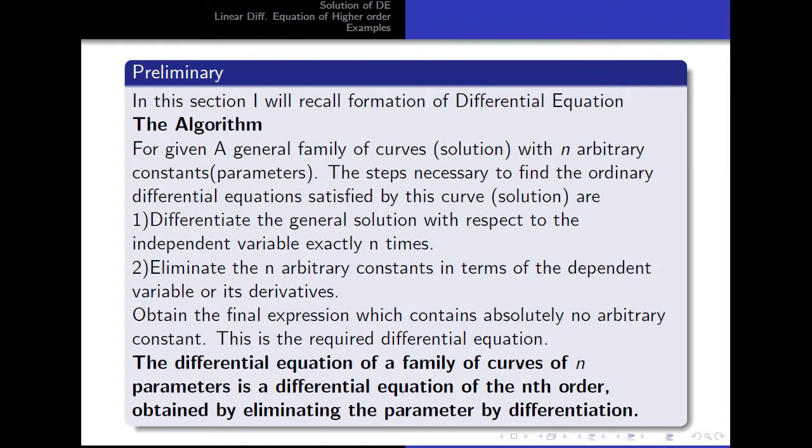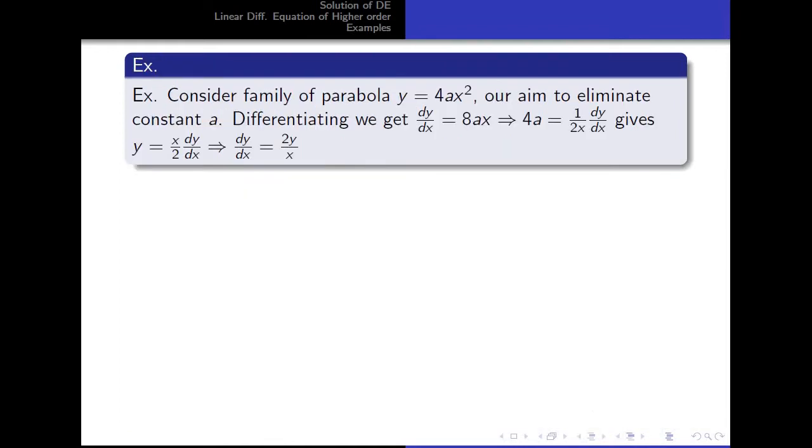Now, how to eliminate this type of constant and how to form a differential equation is discussed by this example. Consider a family of parabolas y is equal to 4ax square. Here a is a constant. If you are changing a, we will get a family of parabolas. Our aim is to eliminate this a and form a differential equation. Now, if we differentiate this equation y is equal to 4ax square with respect to x, then we will get 8ax. And by using this equation, we will find 4a, because 4a is 1 divided by 2x into dy by dx.